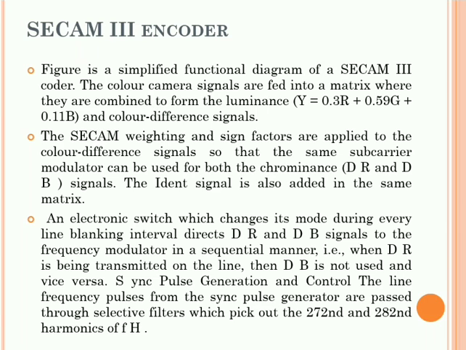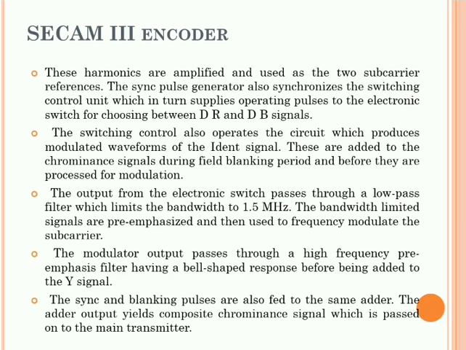An electronic switch, which changes its mode during every line blanking interval, directs the DR and DB signals to the frequency modulator in a sequential manner. That is, when DR is being transmitted on the line, DB is not used, and vice versa. Sync pulse generation and control: the line frequency pulses from the sync pulse generator are passed through selective filters which pick out the 272 and 282 harmonics of the frequency H. Then the harmonics are amplified and used as the two subcarrier references. The synchronization pulse generator also synchronizes the switching control unit, which in turn supplies the operating pulses to the electronic switch for choosing between DR and DB signals. The switching control also operates the circuit which produces modulated waveforms of the ident signal.